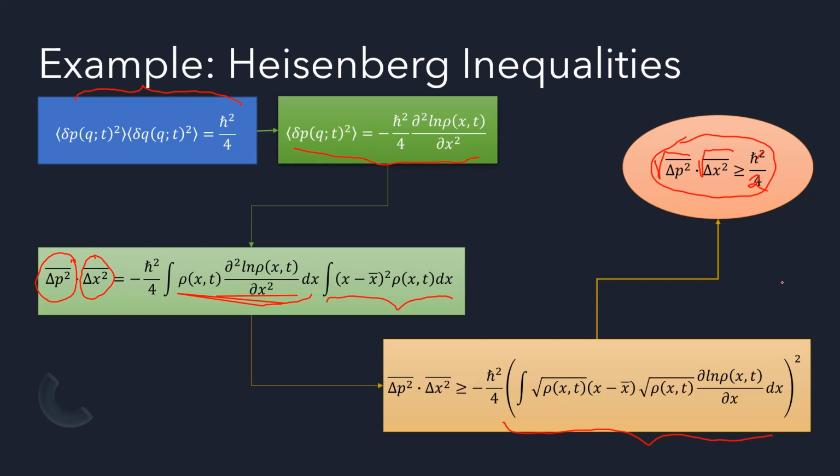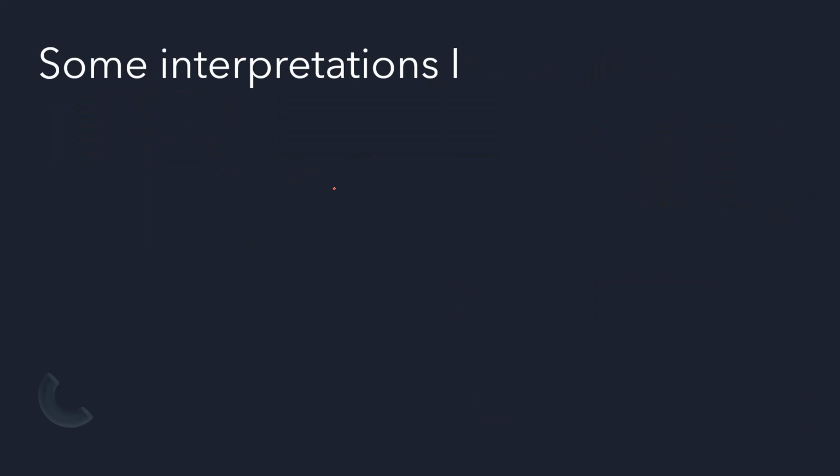So we can say that the Heisenberg inequality is a direct consequence of our axioms, which also gives us as a consequence this expression for the momentum fluctuation over configuration space.